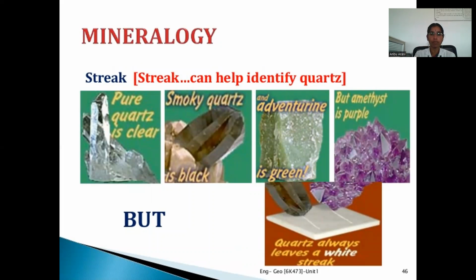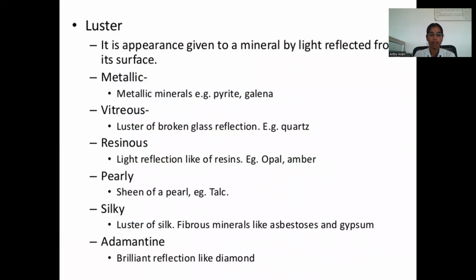These are all some examples. Next property, luster. It is the appearance given to a mineral by light reflected from its surface. That is called luster. Luster depends on the nature of the reflecting surface, the light absorption capacity of the mineral, and the refractive index of the mineral.